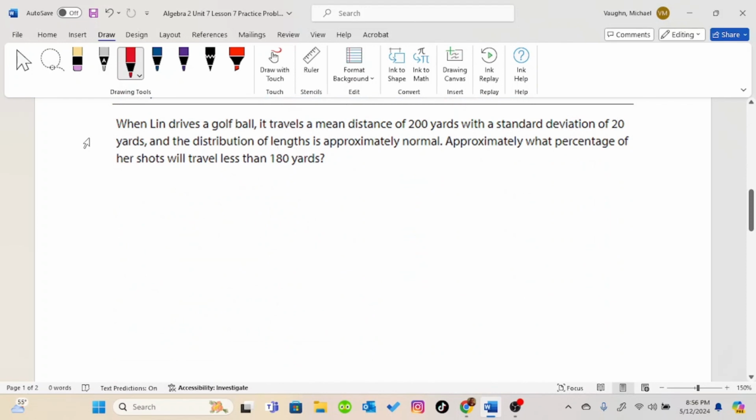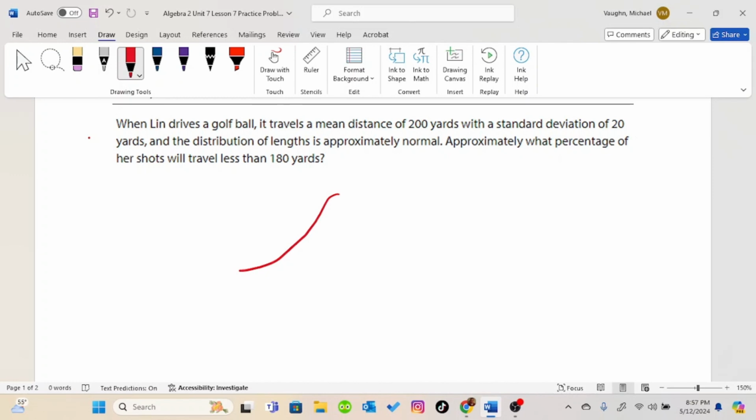So in our first practice problem, it says, when Lynn drives a golf ball, it travels a mean distance of 200 yards with a standard deviation of 20 yards, and the distribution of lengths is approximately normal. Approximately what percentage of her shots will travel less than 180 yards? So it might help if we draw a diagram here.